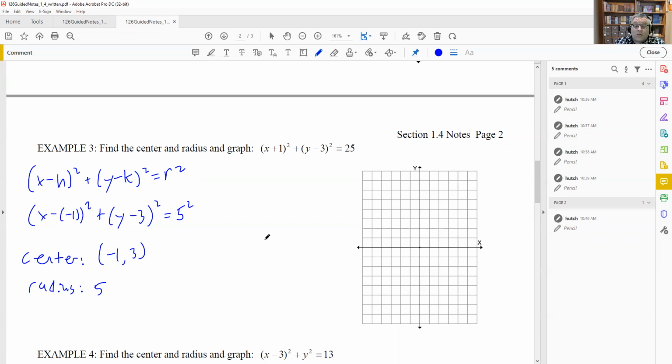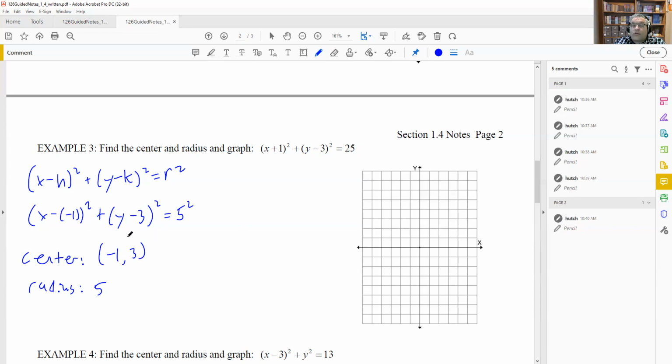Now a shortcut for doing this, instead of doing this step here where I'm writing it all out in the formula, is to simply take the opposite sign of the numbers that you see inside the parentheses. For instance, instead of doing all this step right here, I can skip all that. If I see +1, then it becomes a -1 here for the center. If I see a -3, it becomes +3. So that's an easier way to do it. Just simply take the opposite sign of the numbers inside.